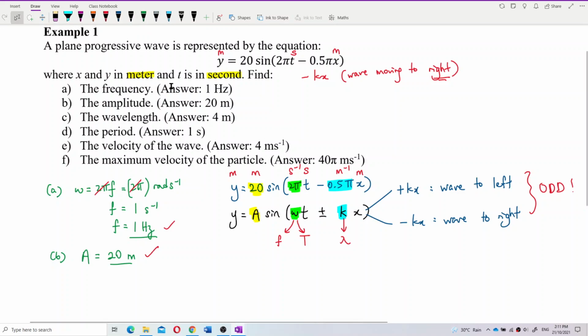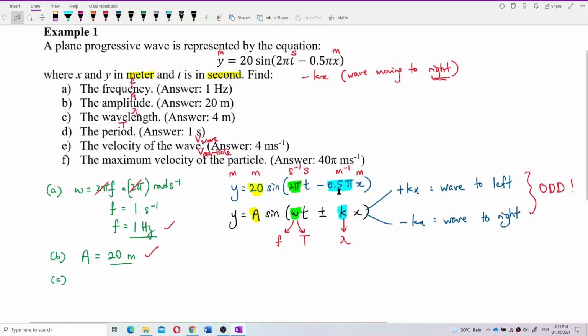Wavelength we can find from where? Okay, let me write it down. This is the frequency, this is the amplitude, this is the wavelength, this is the period, this is the velocity of the wave, and this is the velocity of the particle. Okay, go back to the wavelength. Where can we find the wavelength? We find it from the wave number. k is the wave number.